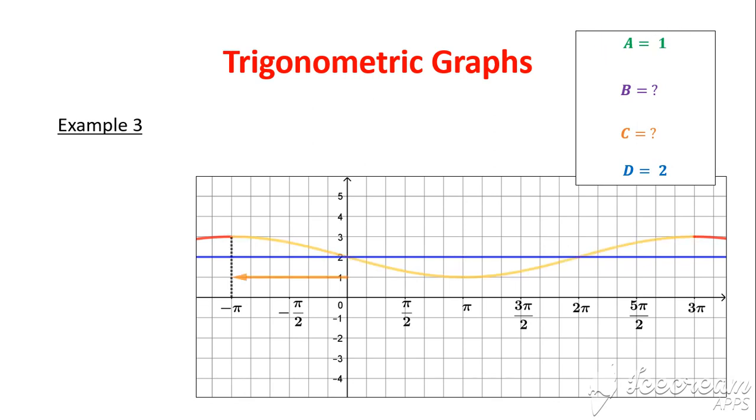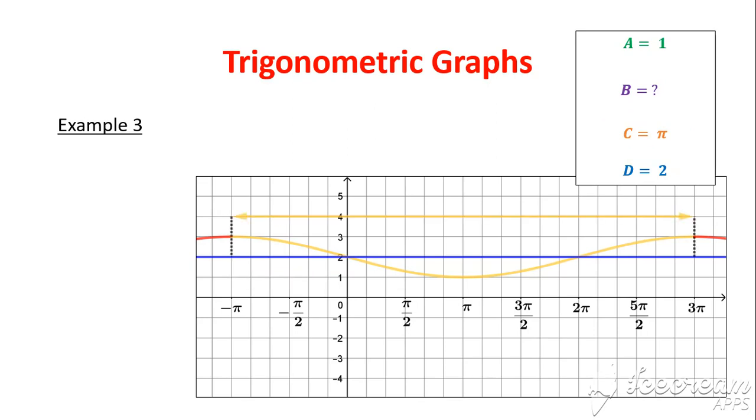Now we're going to treat this as a cosine graph. Cosine starts at its maximum, and we're also going to say the cosine graph has moved pi radians to the left. Because we're moving it to the left, c is positive. Remember, it's the opposite. So we're moving it pi radians to the left, so c is positive pi.